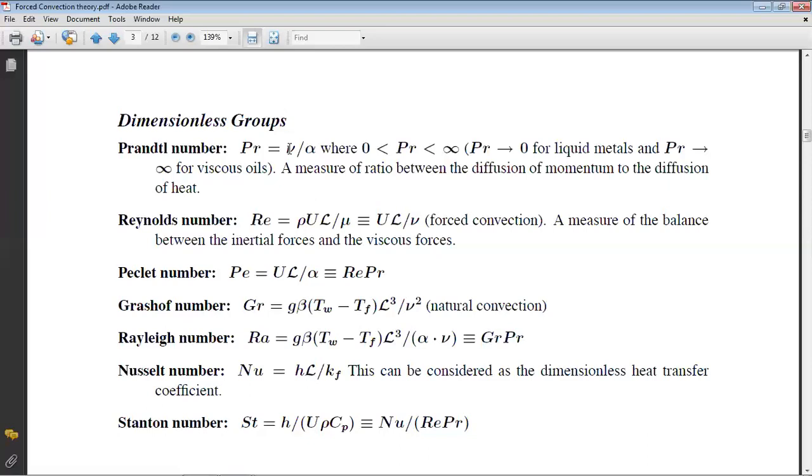The next dimensionless number is the Peclet number, which is a product of Reynolds number and Prandtl number. This is generally used in forced convection.